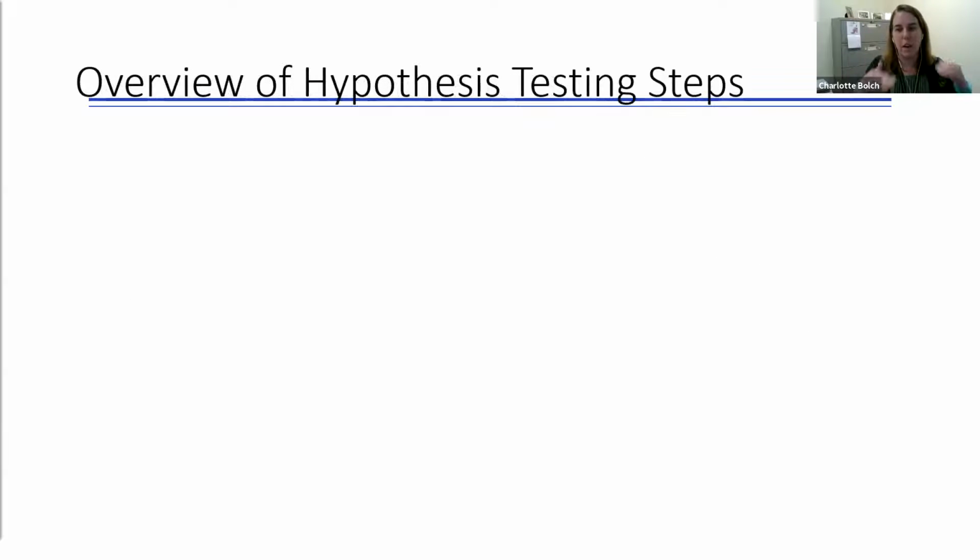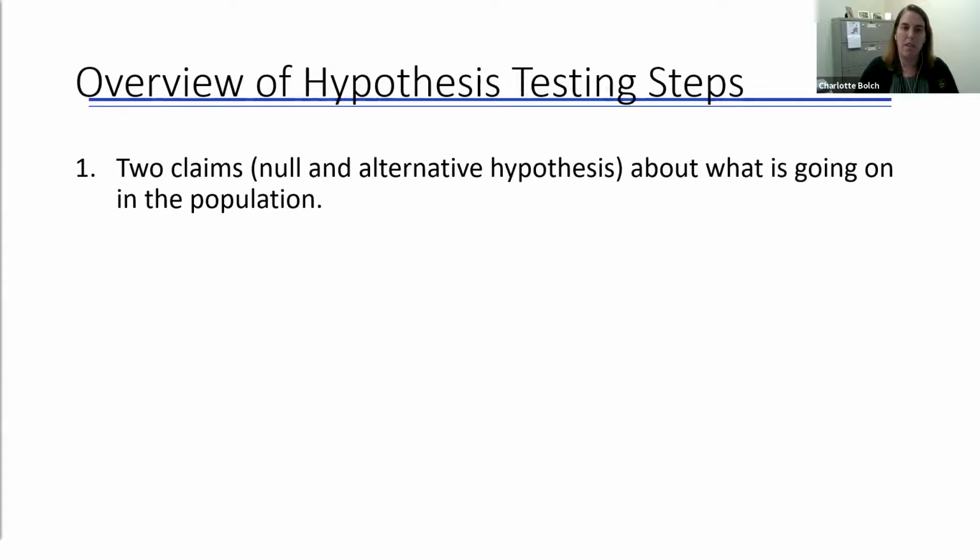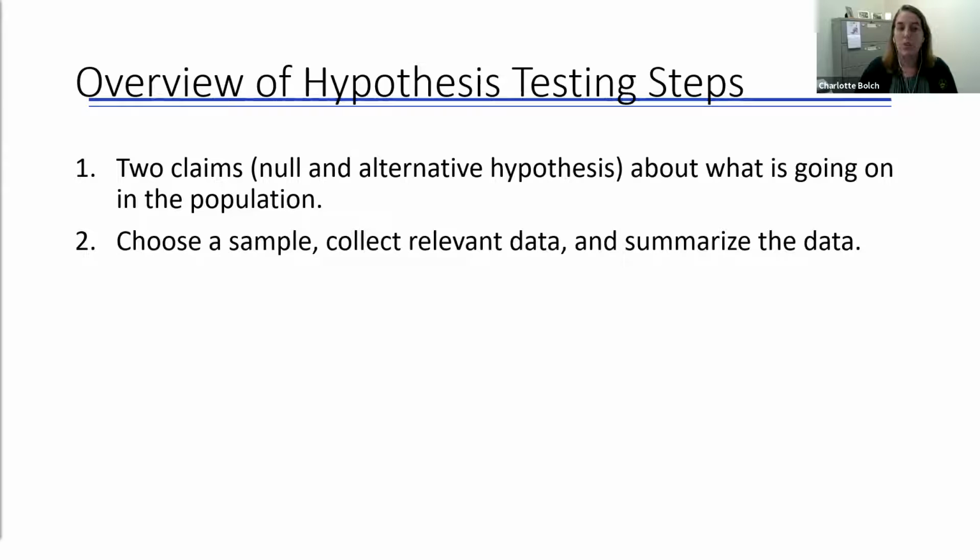So once we've set up our two hypotheses, we can go through these steps of testing to see whether we can reject our null and conclude that we have enough evidence for our alternative. So we first set up our two claims, our null and alternative hypotheses, about what's going on in the population. And then we choose a sample and collect the relevant data, and then we summarize that data.